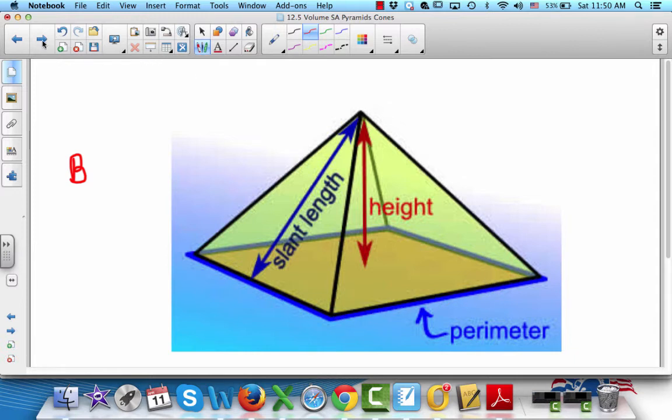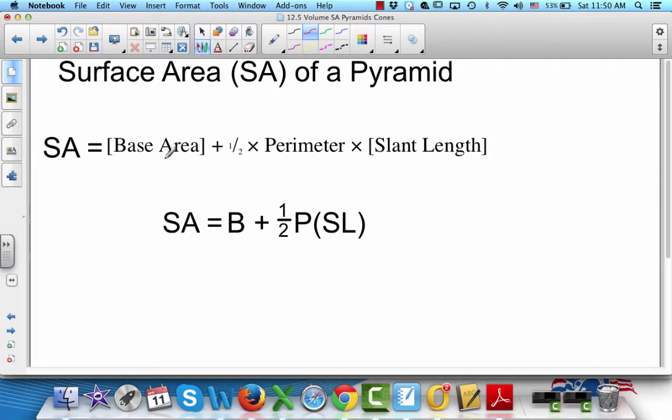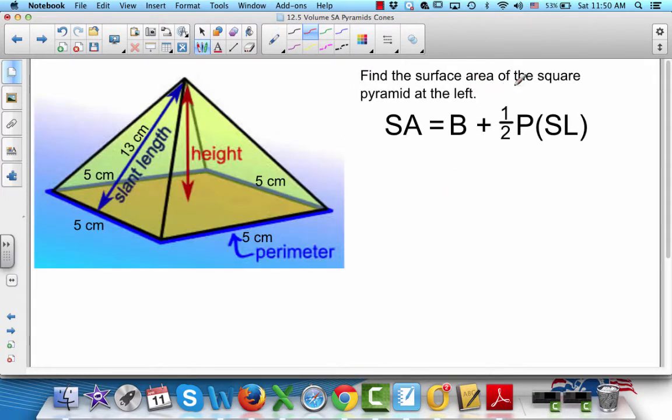All right, now let's look at something here. Surface area. Now see, some of this stuff is going to look a little intimidating, but you're going to be given the formulas. You don't have to worry about memorizing the formulas right now. All you've got to do is be able to work with the formulas. Now look, surface area is equal to the base area, B, plus 1/2 times the perimeter, P, times the slant length. And this here I've got as SL, slant length. So we've got to find the surface area of the square pyramid at the left. It's a square pyramid because the base is a square. That's how you identify pyramids, okay, by the base.